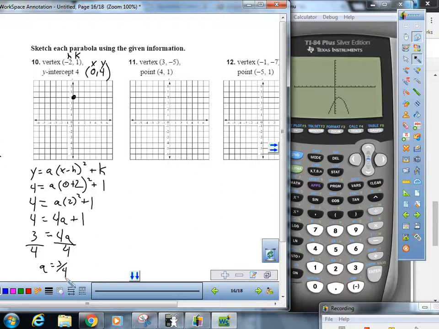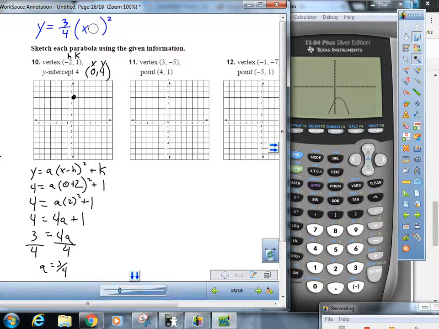So now we know that the equation of this parabola, I'm just going to change colors here, is y equals 3/4 times x plus 2 squared plus 1. Okay? Now we go to the calculator.